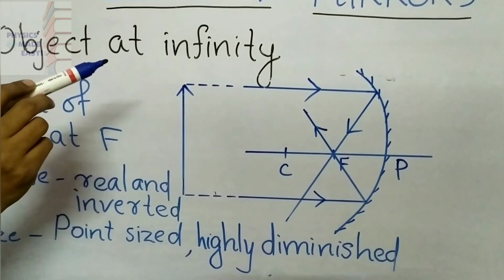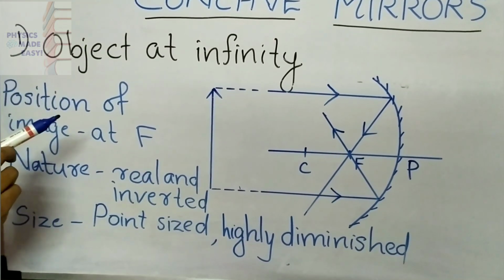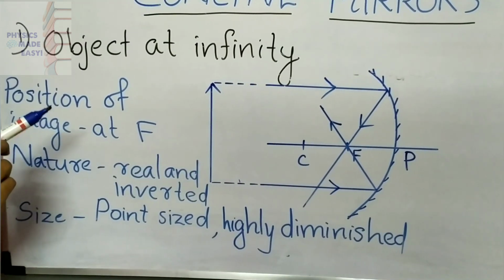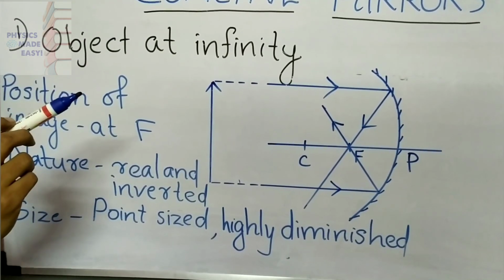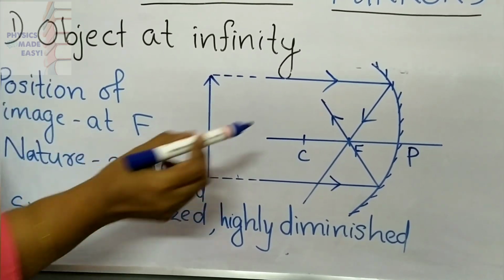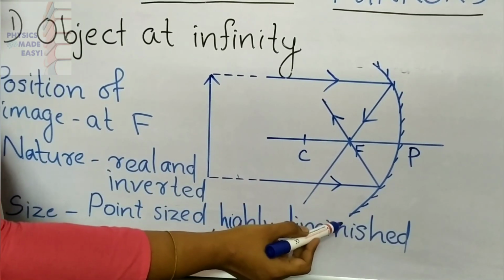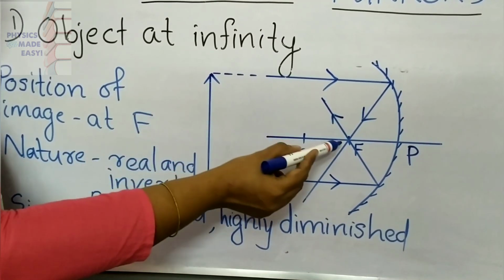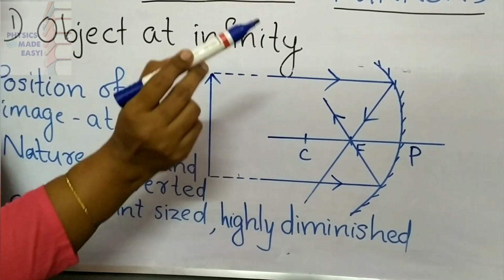I told you, we can use a concave mirror to burn a paper. That means there you are considering the sun as the object. That object is at infinity. By using this concave mirror, you can make a point-sized image of the sun on that paper.